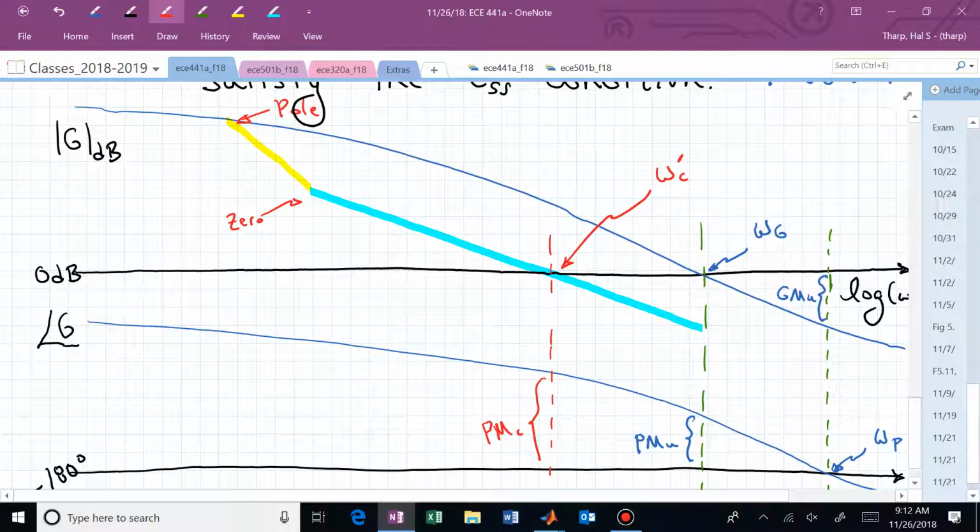And what we want to do is figure out how we know where to locate the pole and where to locate the zero in order to make this happen. And if I actually do adjust the pole and the zero, or introduce a pole and a zero, does that modify my phase curve?